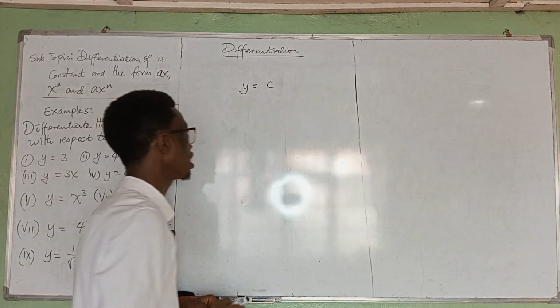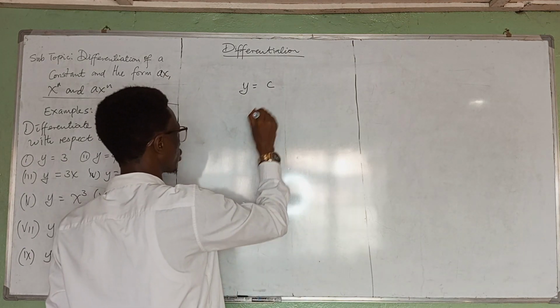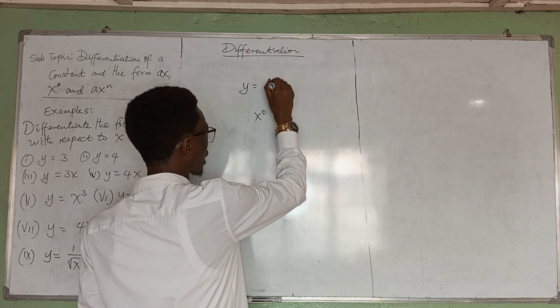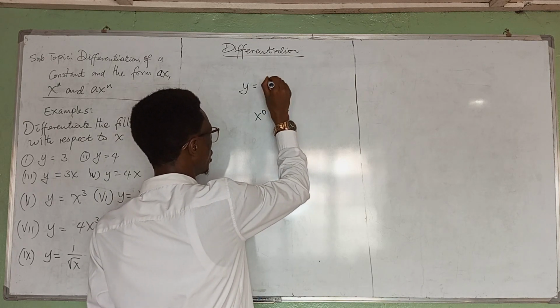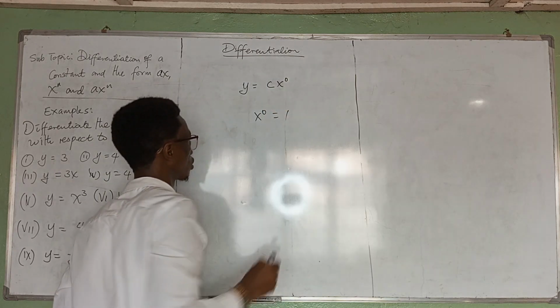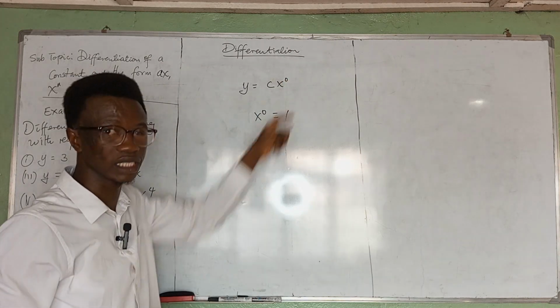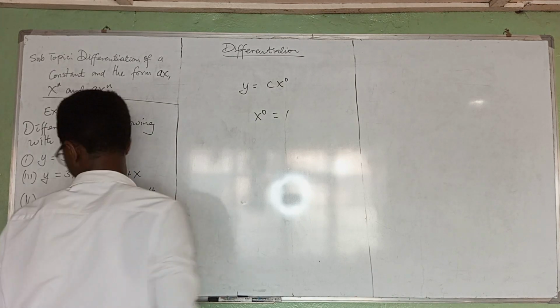How? We know that x raised to the power 0 is 1. So this can also be written as c times x raised to the power 0. We know that any number raised to the power 0 is 1, so this again is the same as c. But let's just write it in that form.